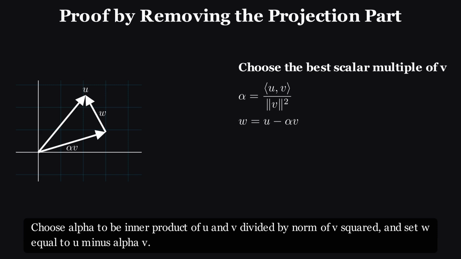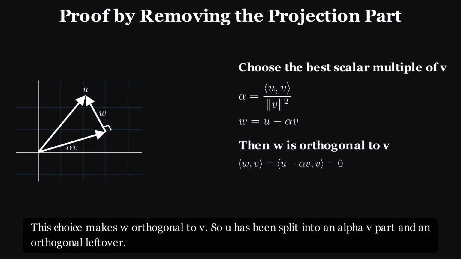And set W equal to U minus alpha V. This choice makes W orthogonal to V. So U has been split into an alpha V part and an orthogonal leftover.